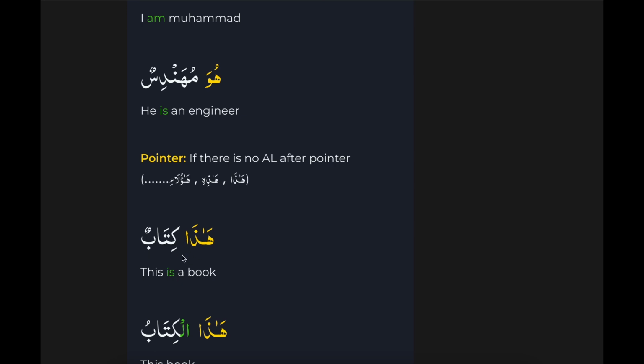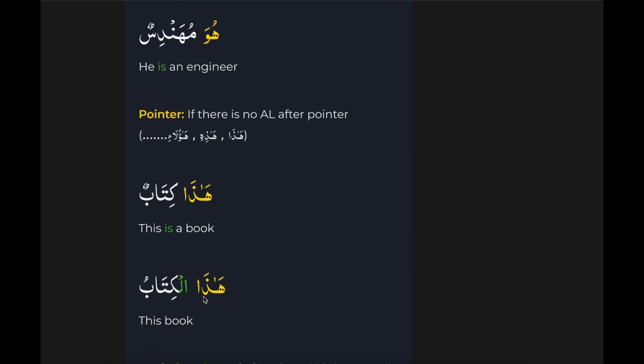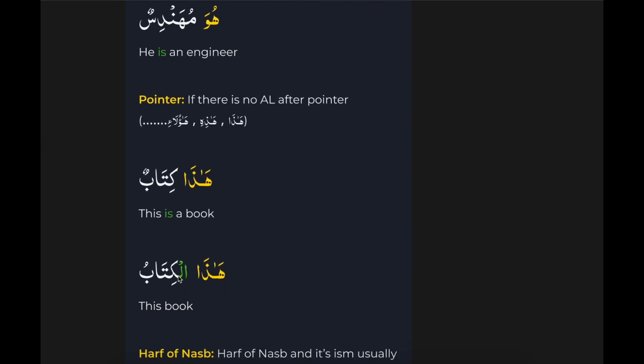This is a book. But what if there was an al here? What if it was hadal kitabu? Al. Hadal kitabu. So if you see al right after the pointing word, then you cannot add is. Okay. So the translation becomes this book. Instead of "this is a book," this time I have to say "this book." Hadal kitabu, this book.